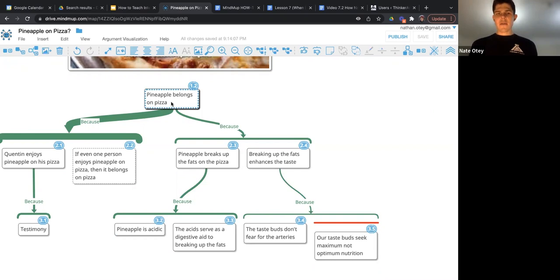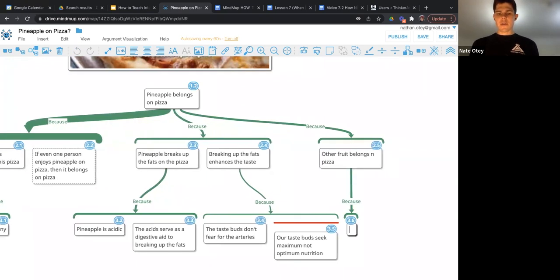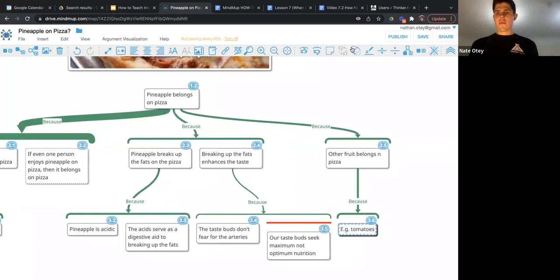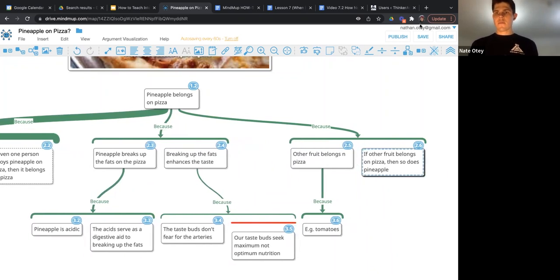Okay, so what we have here is that other fruit belongs on pizza, right? And then we have the example of tomatoes. And then we might say, okay, well, if other fruit belongs on pizza, so does pineapple. Forgive my spelling, but oh yeah, there we go. So hopefully everyone can see once again that this is a fairly tight little syllogism, right? And so we could discuss whether we think the premises are true, but at least we can see that they work together to support the main claim.